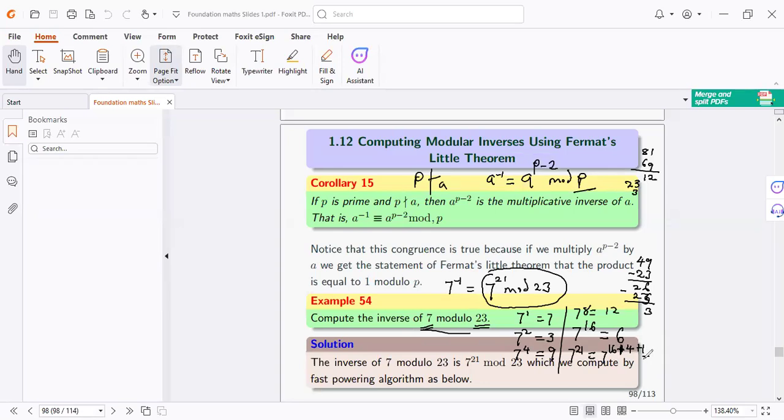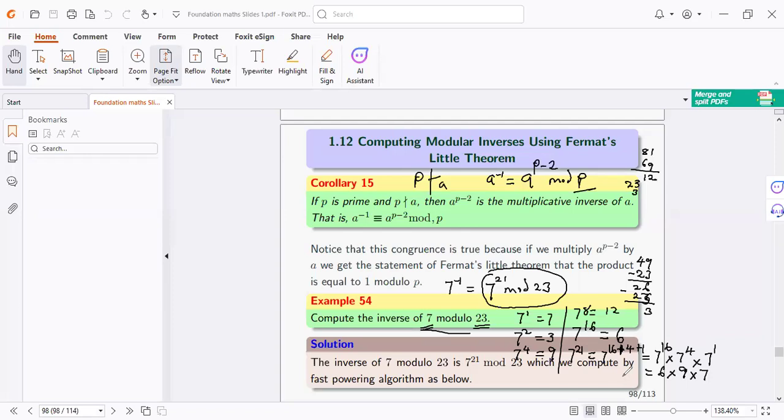And so, using the law of indices, this would be 7 raised to 16 times 7 raised to 4 times 7 raised to 1. But 7 raised to 16 is 6, 7 raised to 4 is 9, and 7 raised to 1 is 7. We multiply this and divide it by 23, then write the remainder. Let me just multiply. This will be 6 times 9 times 7. I'm getting 378.